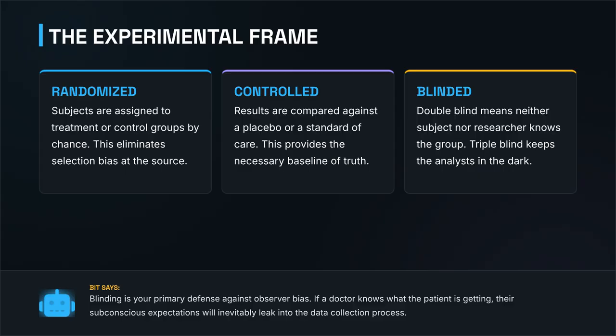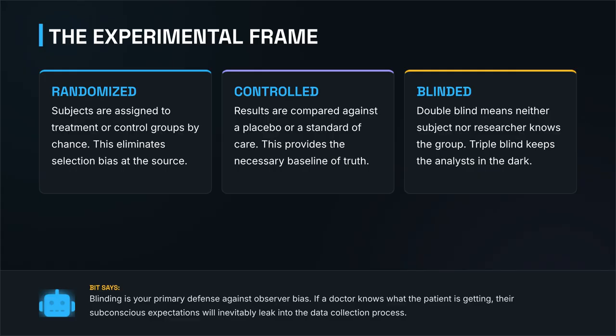If a doctor knows what the patient is getting, their subconscious expectations will inevitably leak into the data collection process. This psychological phenomenon can completely destroy the validity of an otherwise perfect experiment. Therefore, the frame must be randomized. Subjects are assigned to treatment or control groups by chance. This deliberate randomization eliminates selection bias at the source. It ensures that known and unknown confounding variables are evenly distributed between the two groups.